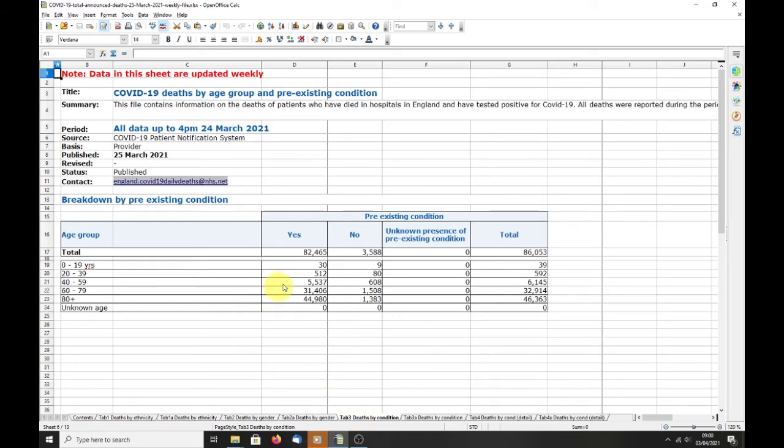And there you get conditions. So if somebody's got a pre-existing condition and they've died, it gives you the amount of figures there. And as you can see, 82,465 people died with COVID with pre-existing conditions. So, what did they actually die of? Did they die of COVID, or did they die of the pre-existing conditions? Again, we'll never know, because this is how the figures are manipulated.